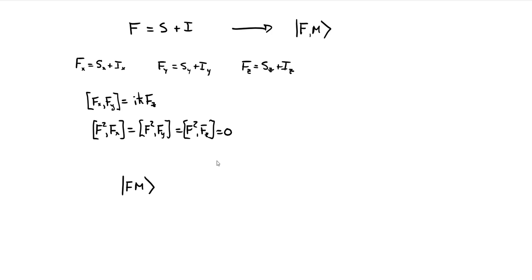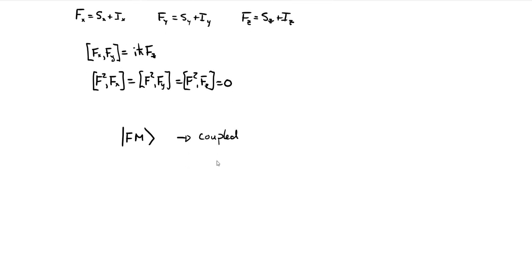set of basis kets that come from considering the total angular momentum of our system. And we call that the coupled basis. And we call it the coupled basis because we are considering the system and the coupling between its parts, and looking at the total angular momentum of all those parts coupled together.